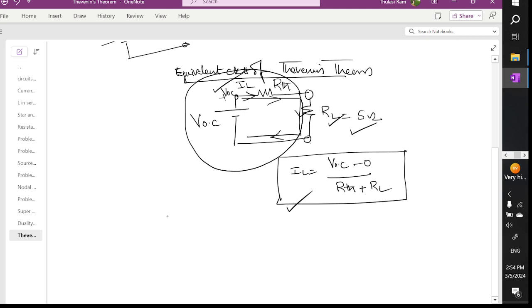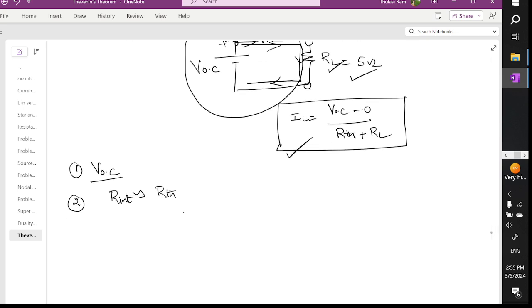Here it involves two steps. First one is finding the open circuit voltage. Second one involves finding the internal resistance, which is also called the Thevenin's resistance. Coming to the first step, how to find the open circuit voltage? We'll solve a problem, then you will be more confident. The load resistor will be given like this.